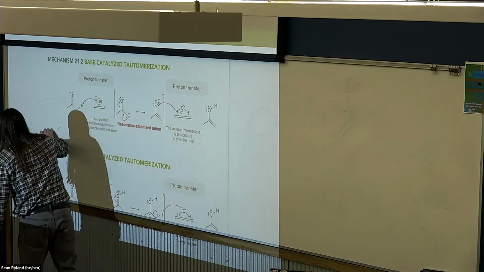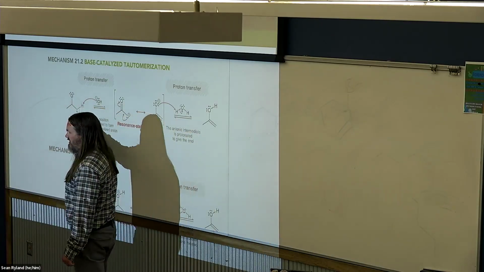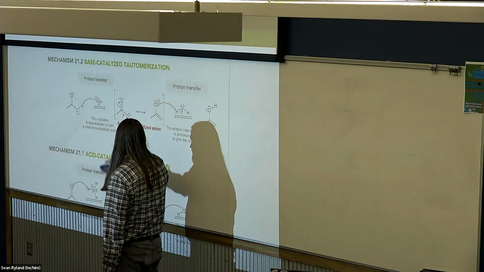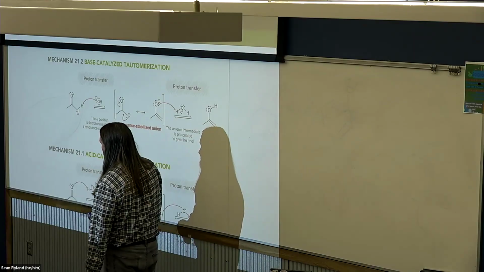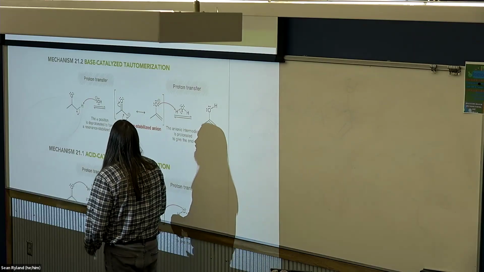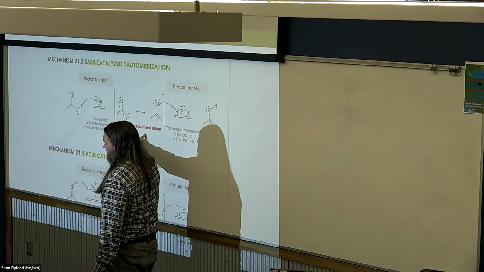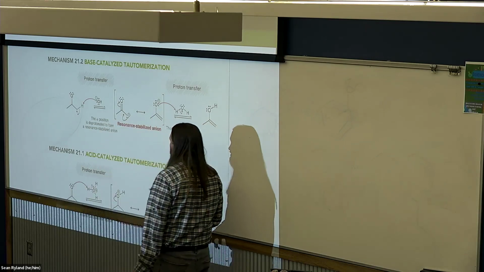So first step, hydroxide pulls off the hydrogen to make it negatively charged instead of positively charged. Which once again gives us a resonance stabilized intermediate. And the second step is another proton transfer.